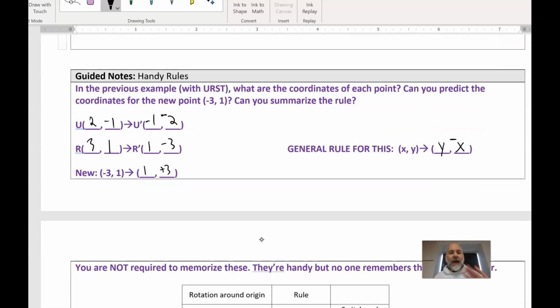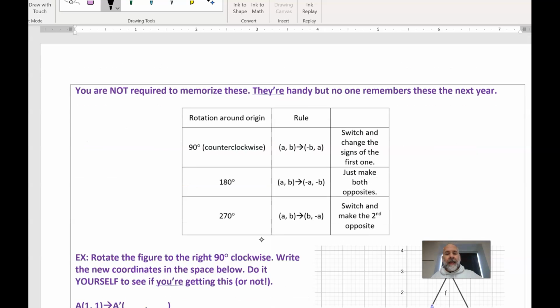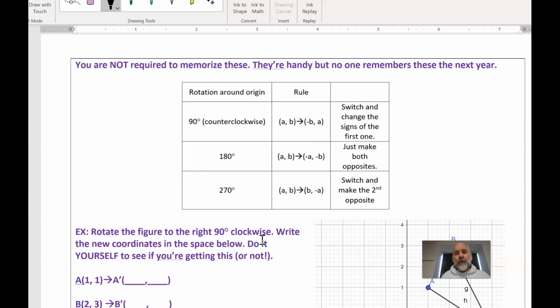So you are not required to memorize that. This formula that we see right here, it's not required to memorize. It's kind of handy because if you have that formula, then you can just take the points and put them into the formula. And the book provides rules for each one: for 90 degrees counterclockwise, 180 degrees clockwise, 180 degrees either way, and then 270 degrees, again, counterclockwise because that's the default.